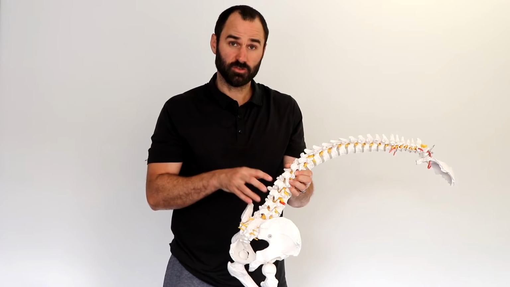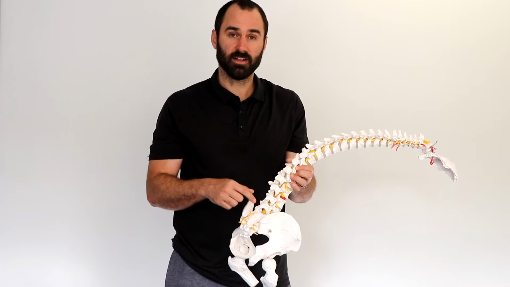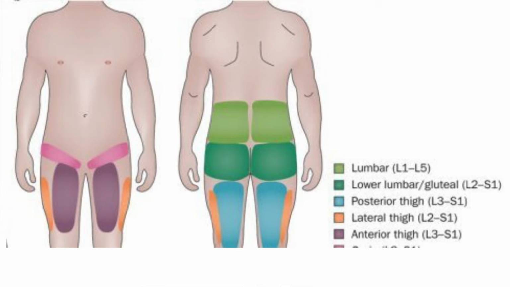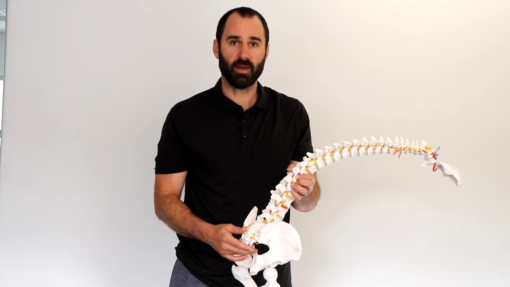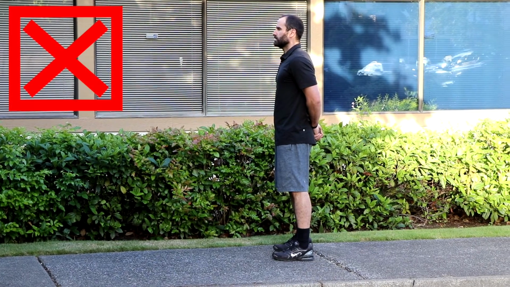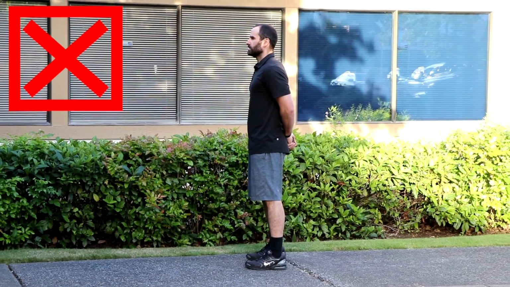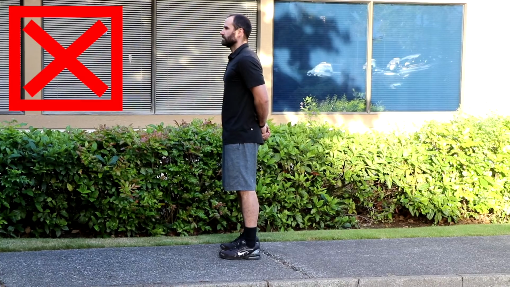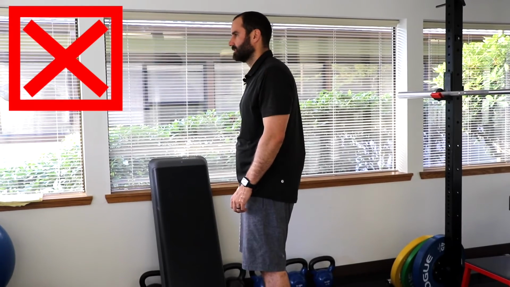And then there are 5 different joints in your lumbar spine, L1 to L5. If you look at this picture right here, it shows you that the different joints refer pain patterns to different parts of your leg. Some will go in the front of the leg, and some can go to the buttocks or the back of the leg.